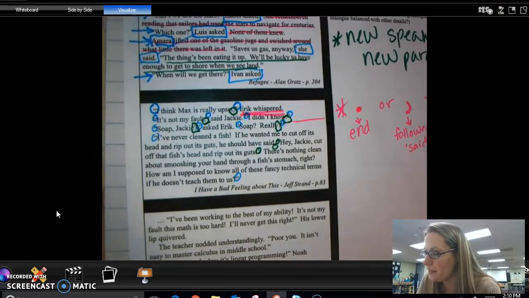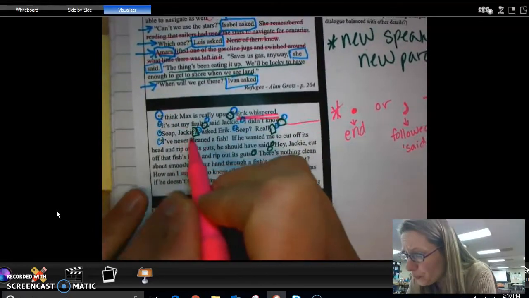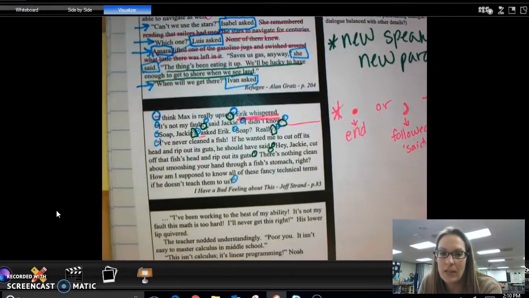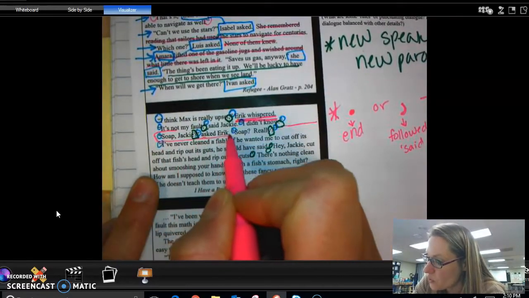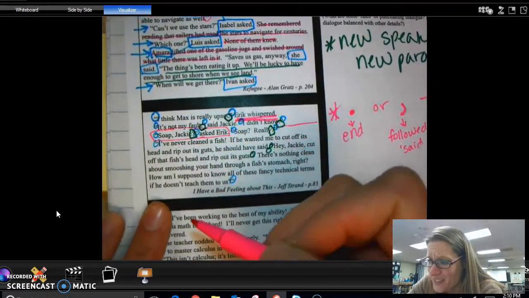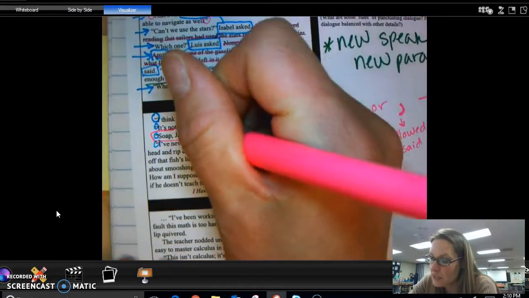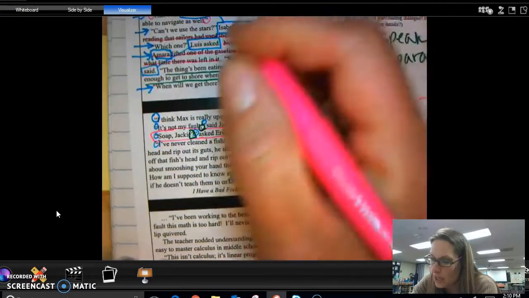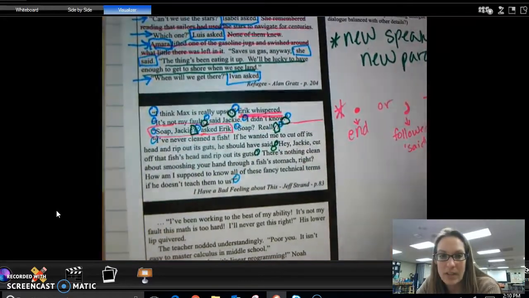The next one, let's see if we can find another one. Here's a question mark. "Soap, Jackie?" asked Eric. Even though there's a question mark here, this whole statement is read as one. "Soap, Jackie?" asked Eric. That's one sentence. He did use a question mark because it's a question. But look at this "a" following the question mark. Do you see how it's lowercase?